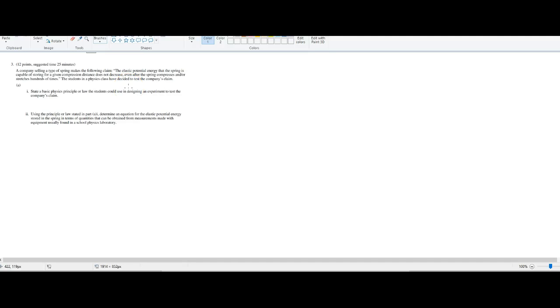All right, welcome to the land of physics, just using a bunch of words and pointing at things. A company is selling a type of spring which has the following claim: the elastic potential energy the spring is capable of storing for a given compression distance does not decrease even after it compresses and stretches hundreds of times. Wow, okay. So how would you test that?